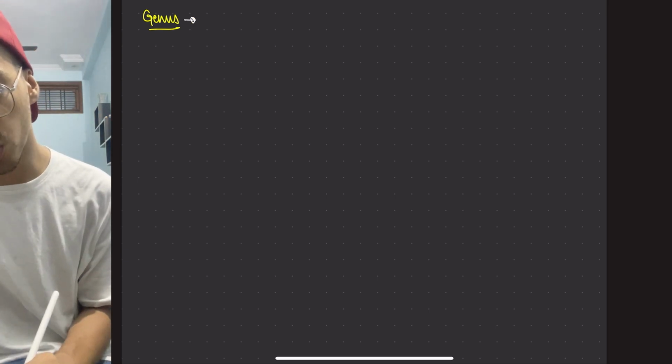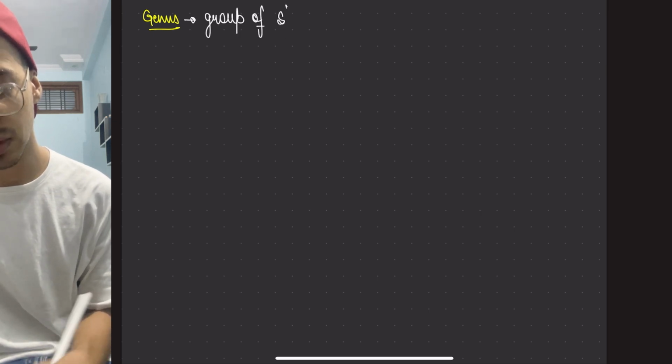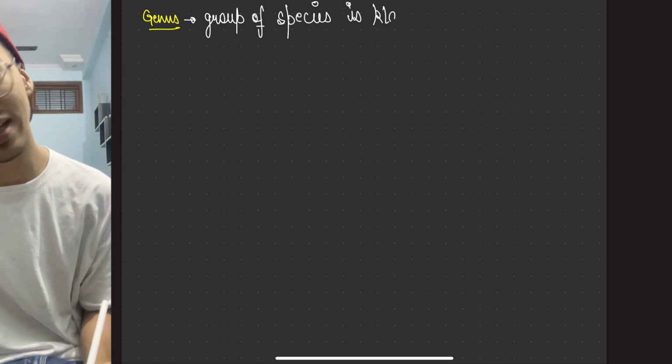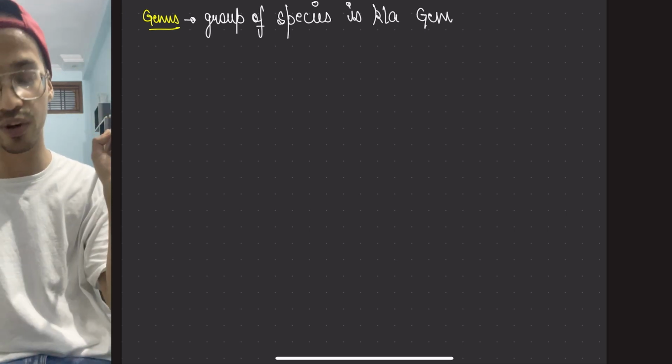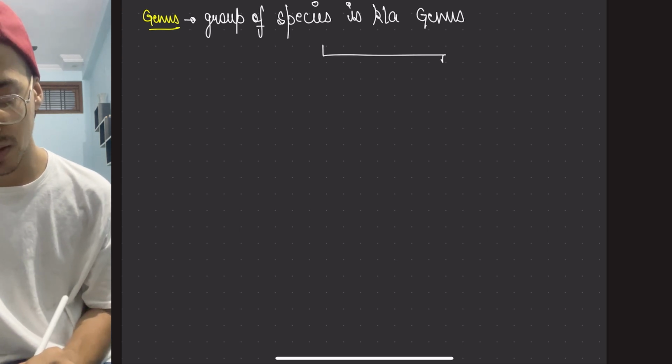But if you have to write it in your theory examination, what will you do? You will simply write that genus is a group of species is known as genus. This is a common thing. A group of these will become a higher one. Okay, so it is of two types. What are the two types?